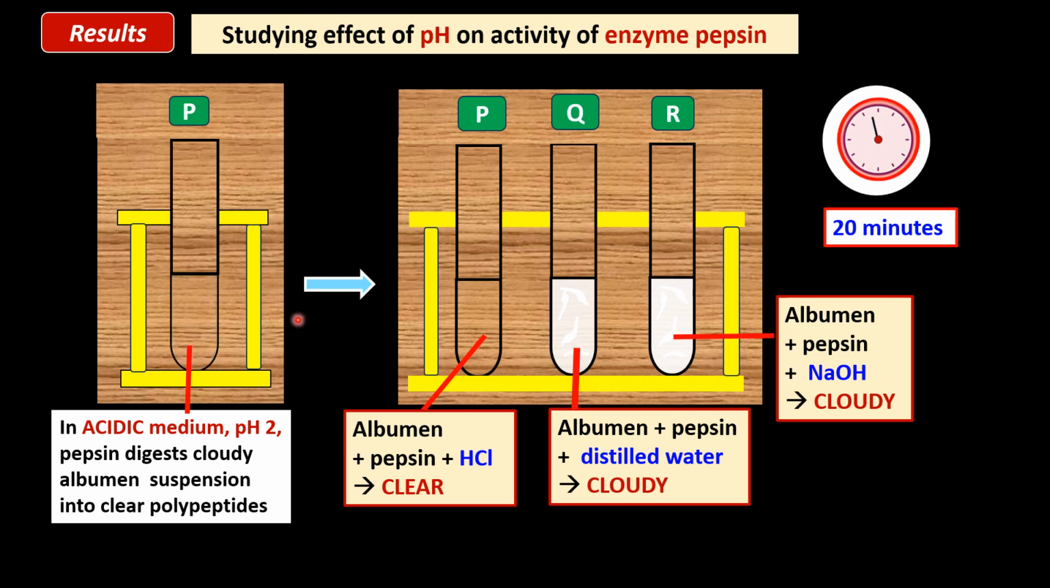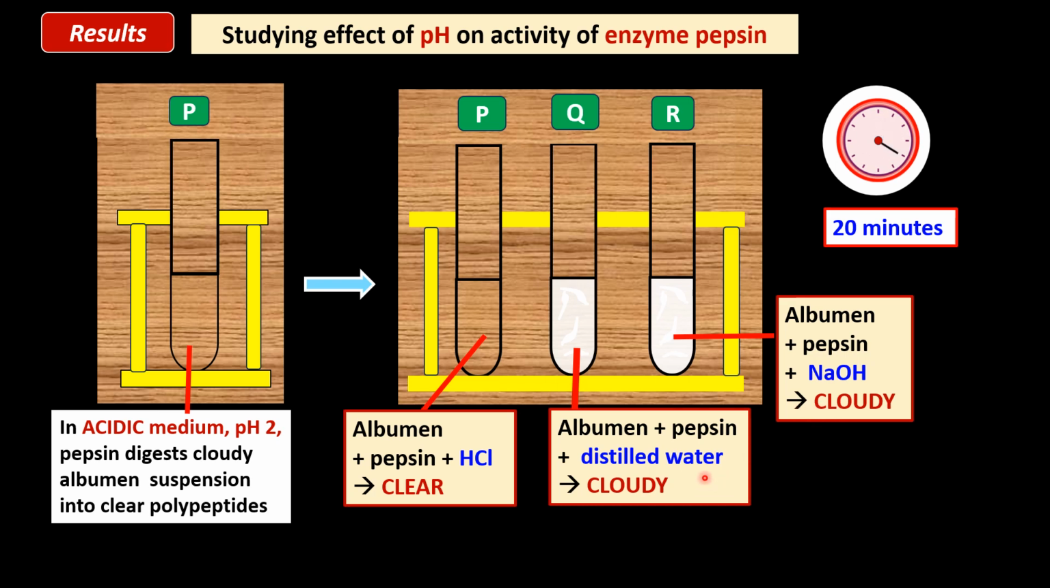So in acidic medium, with a pH of 2, pepsin digests the cloudy albumin suspension into clear polypeptides. When you look at the test tube, you can see through the solution because it's clear. Now this is the final result: albumin plus pepsin plus HCl forms a clear solution. Whereas for Q and R, they are still cloudy, as at the beginning. There's no obvious change.